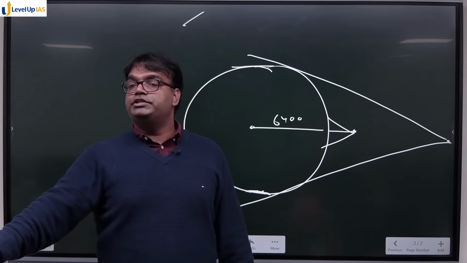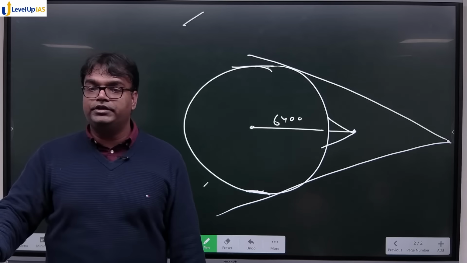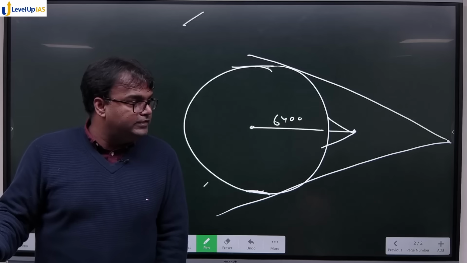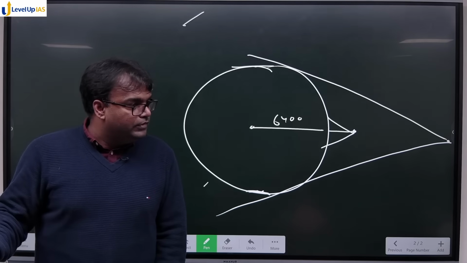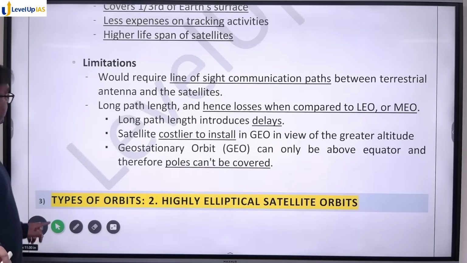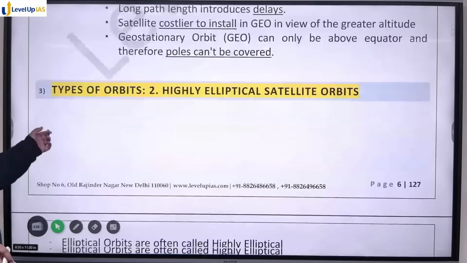When you launch a communication satellite, a series of communication satellites in geostationary orbit, you are not able to cover the polar region. सबको समझ में आया? Is this properly understood? Okay. Now, highly elliptical पे आ जाते हैं.